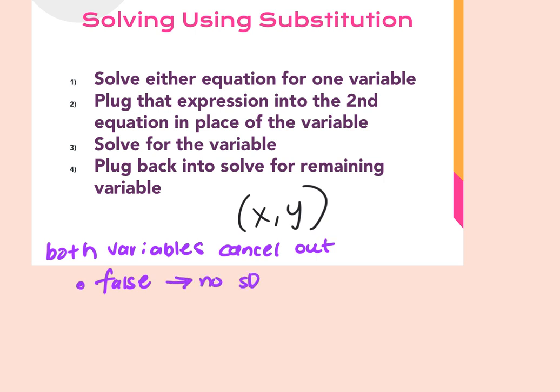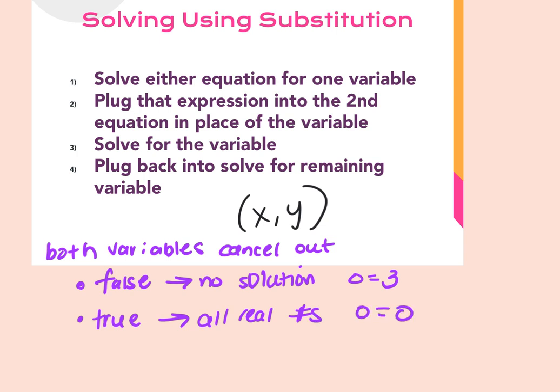So that would look like, it would help if I could spell, sorry. If the x and y both cancel and I end up with something like 0 equals 3, obviously, that's a false statement. So if both variables cancel out, what's left is false, that's no solution. If both variables cancel out and what's left is true, then it's all real numbers. So like 0 equals 0, true statement, okay? And that would be all real numbers.